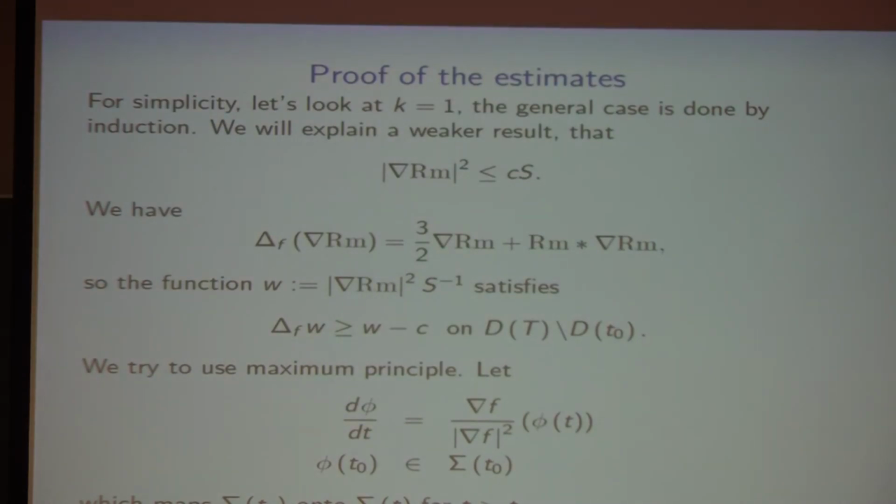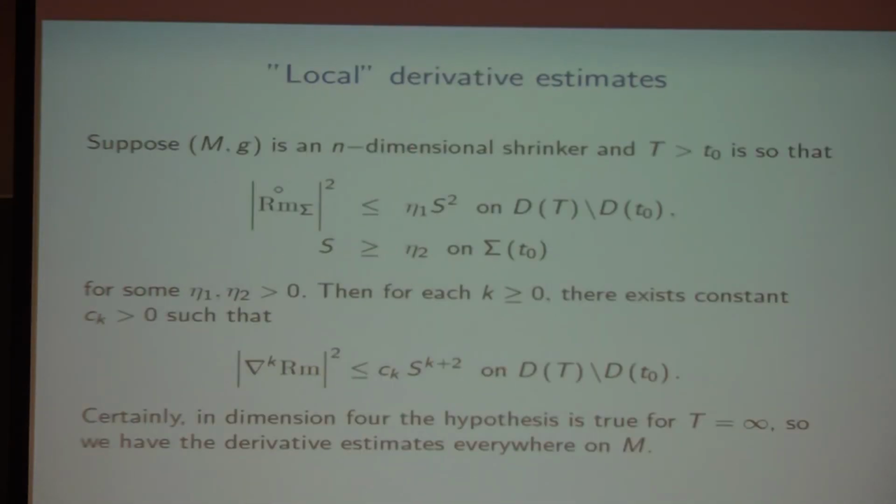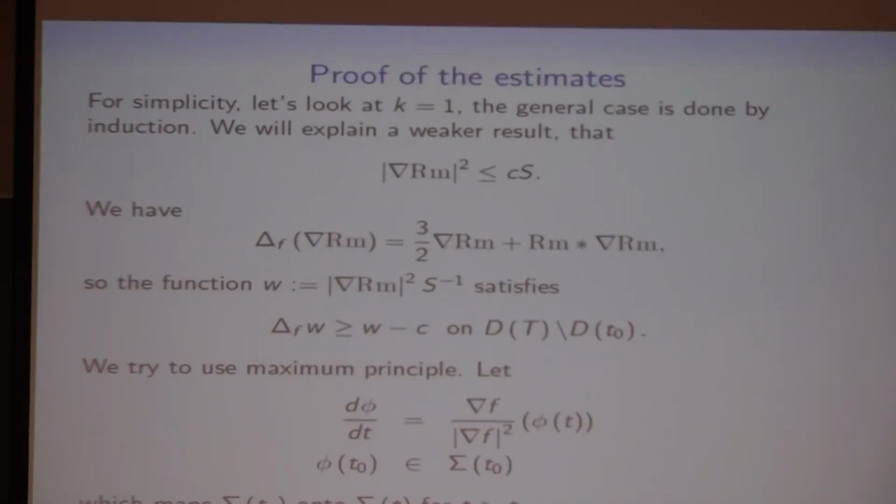So I'll just suggest a proof. And I'll do k equals 1, so only one derivative. Every higher derivative is the same proof. And I'll do an easier one, which is not s cubed. S cubed would be what you want, but we'll do just s. Then you iterate this and get s cubed. So you have an equation for Riemann, and you take this function w, which is the derivative of Riemann squared over s. That's the one you want to control. You want to show that this is bounded, but on the annulus, not outside.